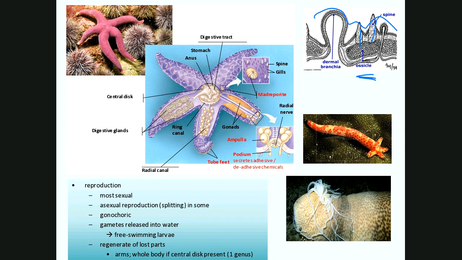Most of them reproduce asexually. Some can split, engage in asexual reproduction, not all species. Gonochoric, males and females. Gametes are released into the water, free-swimming larvae, that free-swimming bilateral larvae, and then eventually settles down into whatever echinoderm it's going to become. Now, here's something really cool about echinoderms.